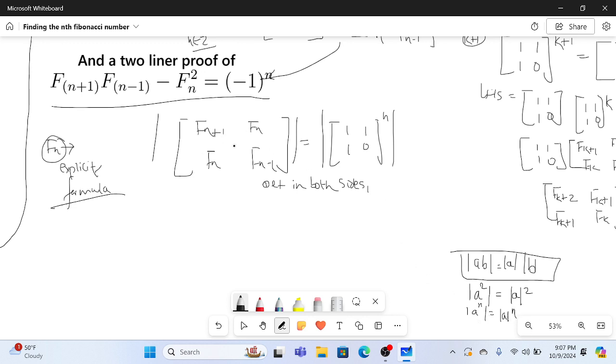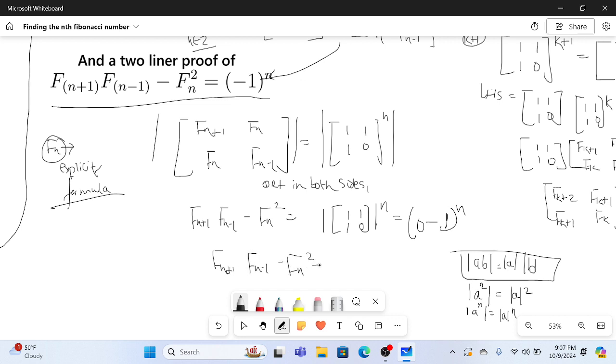So over here, the left side will just be f of n plus 1 times f of n minus 1, minus f of n squared. Over here, this will be the determinant of 1 1 1 0 to the power n, and this is just 1 into 0 minus 1 into 1, to the power n. So we see that this can be easily proved: f of n plus 1 times f of n minus 1, minus f of n squared, equals minus 1 to the power n, right?